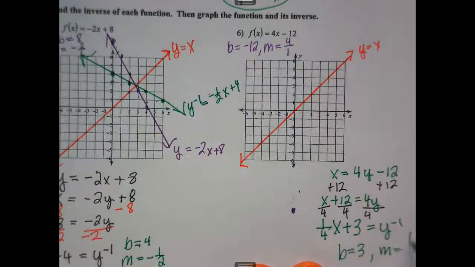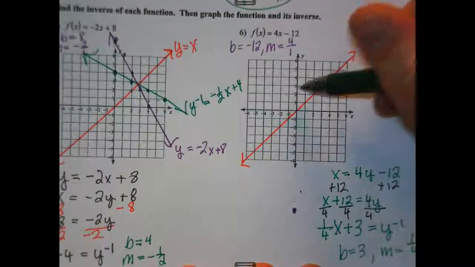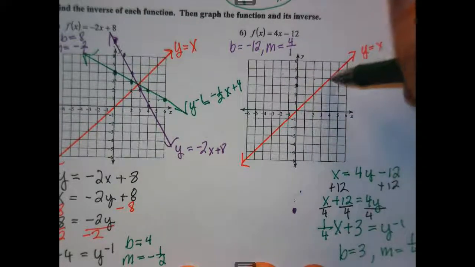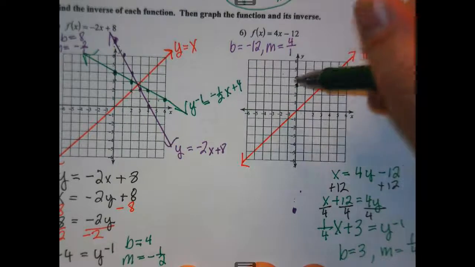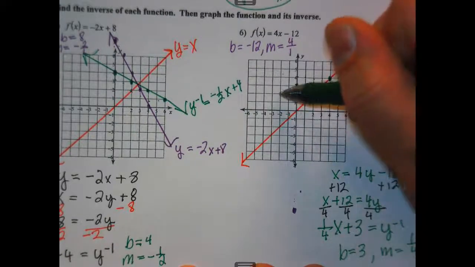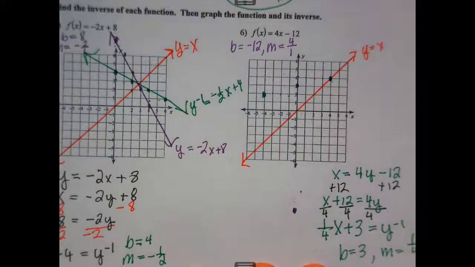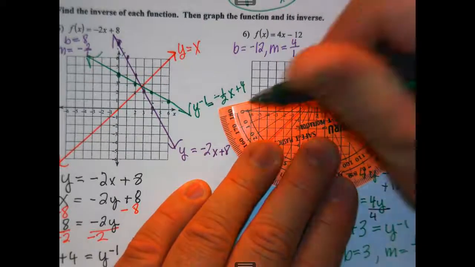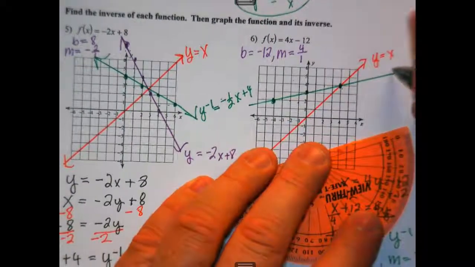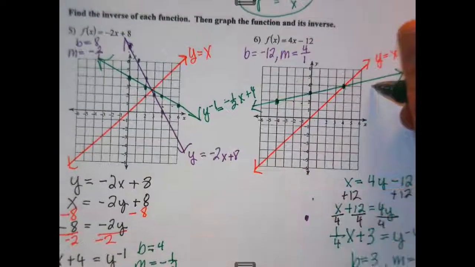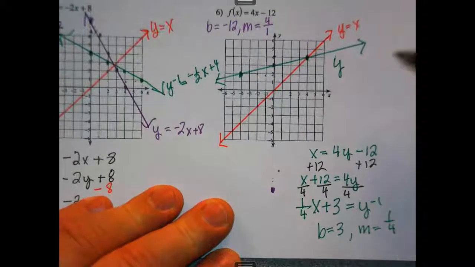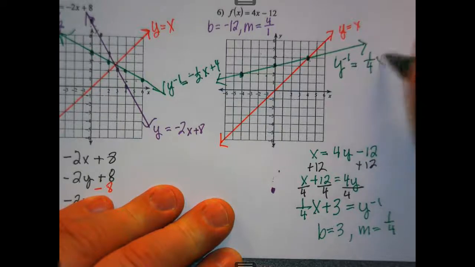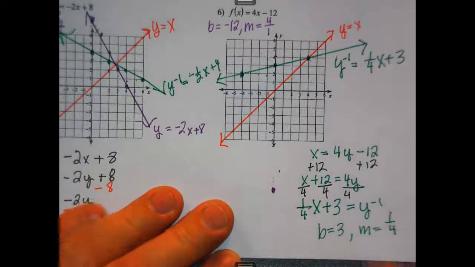Okay, so my slope is 1/4. So it crosses at 3 and up 1 over 4. And I'm going to get at least another point here. Down 1 to the left 4. So this is my inverse function, y inverse equals 1/4 x plus 3. That's how we label lines, by the way.